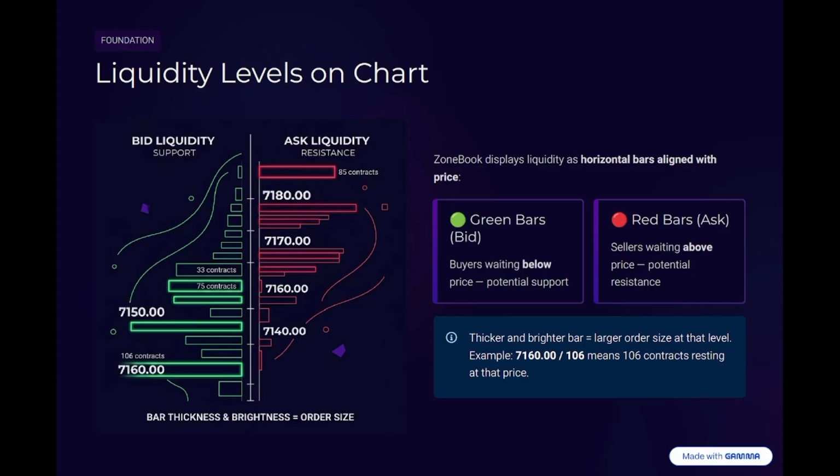Liquidity levels on the chart. Zonebook displays liquidity as horizontal bars aligned with price. It shows both bid and ask liquidity. Bar thickness and brightness indicate the order size. In the example here, we show a green bar at 71.60 with 106 contracts resting at that price. Green bars below price indicate potential support, and red bars above price indicate potential sellers.